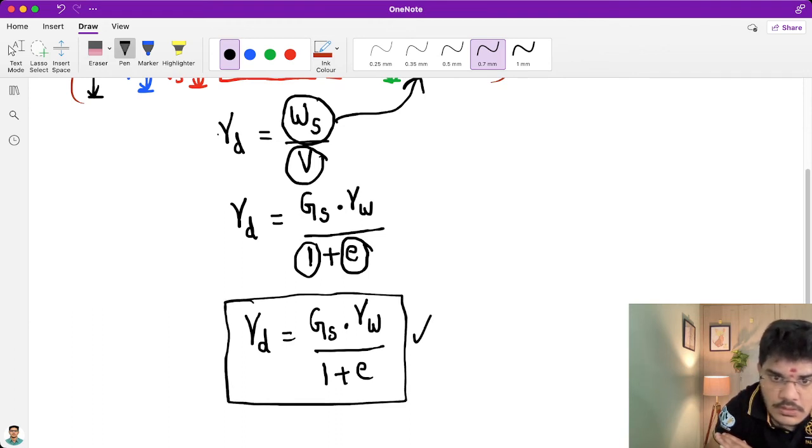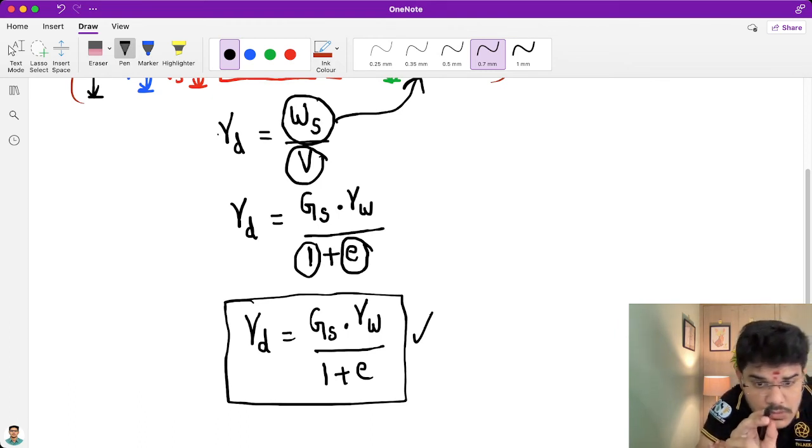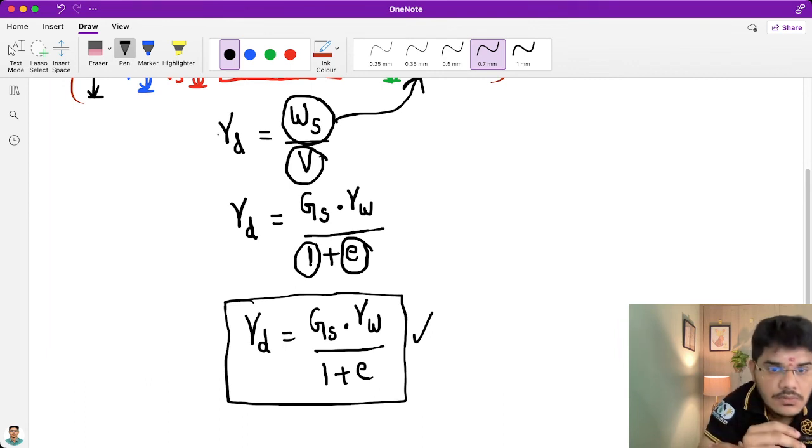So this is the derivation of the dry unit weight in terms of specific gravity, unit weight of water and void ratio. In the next video, we will be deriving the submerged unit weight in terms of specific gravity of soil solids. So I hope this content is useful.